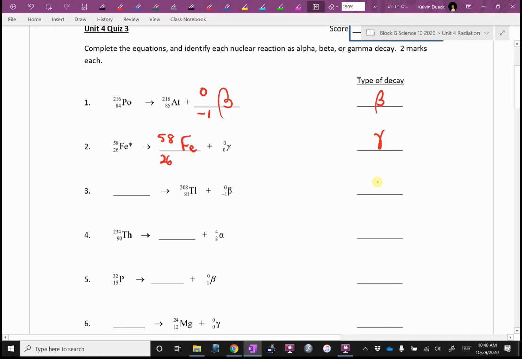Number 3, definitely beta decay. 1 mark for that. The total mass, 208 plus 0, 208. 81 plus -1, 80. So this must have been element number 80, which is, I have no idea. Mercury? Mercury. So we would read this as mercury 208 decayed into whatever TL is. I think TL is tellurium 208 by giving off a beta particle.